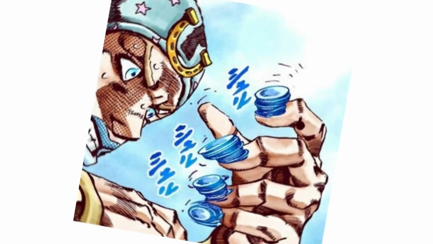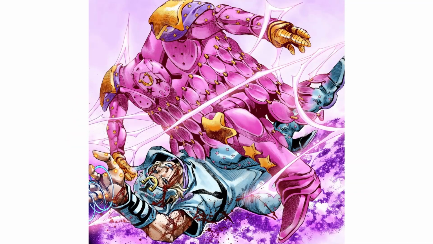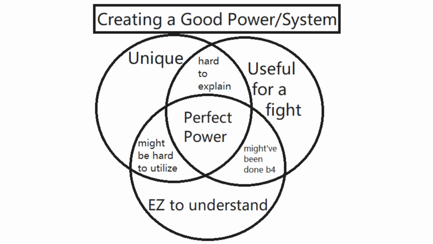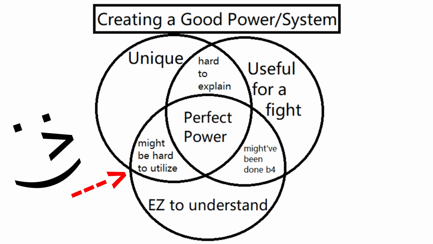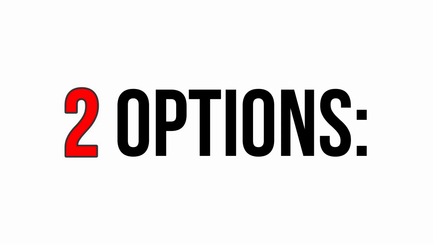Another method that works really well is having the character learn about their ability with the audience, exploring every aspect of it little by little until they've mastered it. In the case of a hard-to-utilize power, both you and the character using it are going to have to think outside the box. You have at least 2 options here.